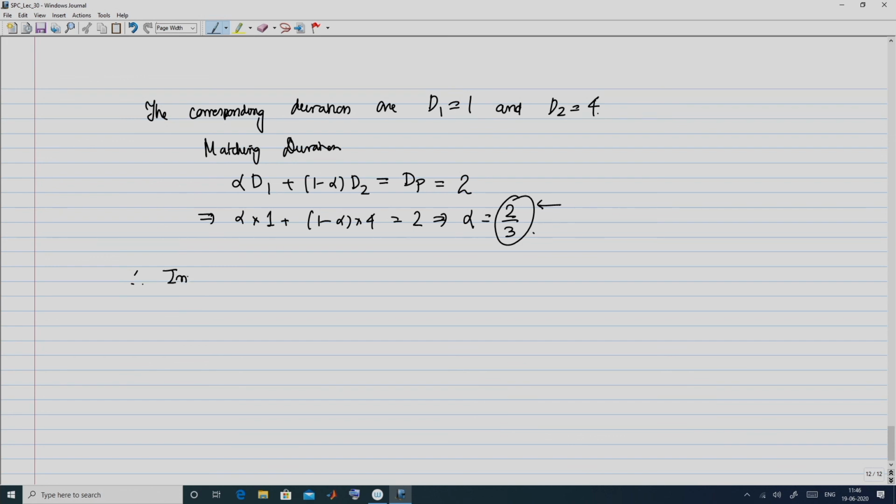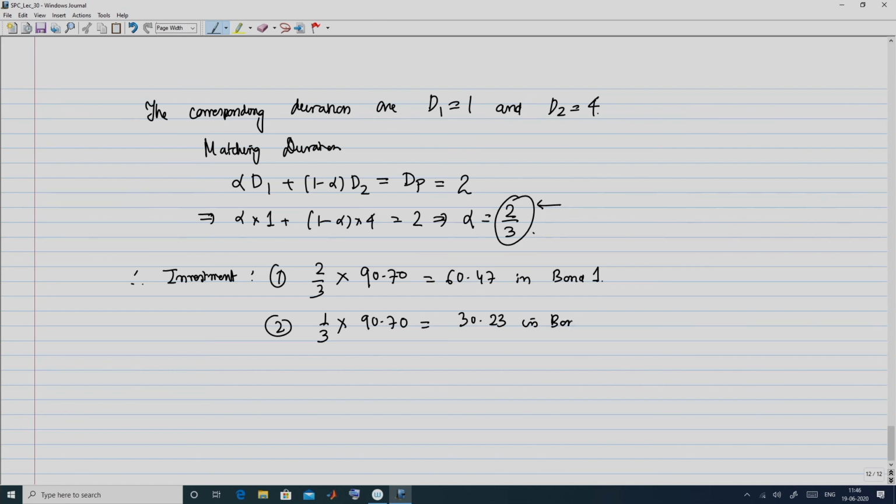So, therefore, what do we do? We invest. How much was the investment amount? My investment amount was 90.70, and I invest 2/3 of this amount, which is 60.47, and this is my investment in bond 1. And similarly, you will have the remaining 1/3 of the total amount of 90.70. So, this is 30.23, invested in bond 2. All right. So, based on the weights, 60.47 is invested in bond 1 and 30.23 is invested in bond 2.